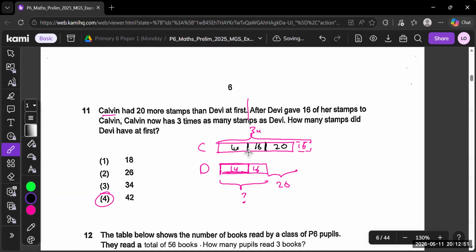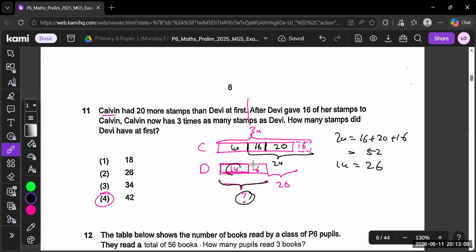And then compare the units. 3 minus 1 become 2 units. So 2 units is 16 plus 20 plus 16. You will get 52. And then 1 unit is 26. And then David got how many at first? You look at your question mark, look at the arrow sign. 1 unit plus 16. So 26 plus 16, that's how you get 42. Very easy if you draw the model. So when you draw the model, make sure you have question mark, arrow sign, labels. Okay, so Mr. Owen said it's very hard because you should be able to draw the model by now already. Okay, question number 12. Copy down already?